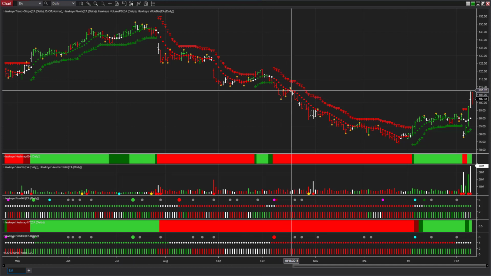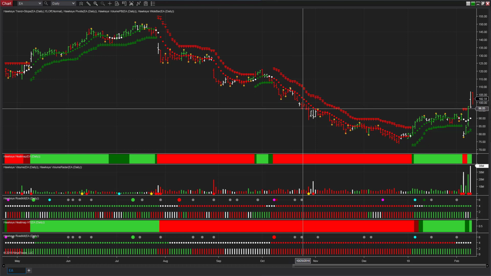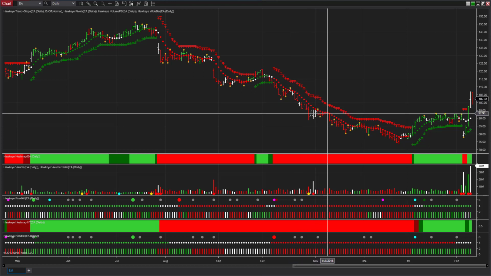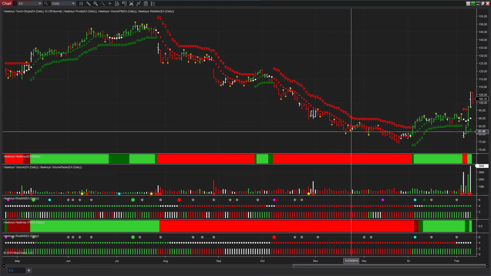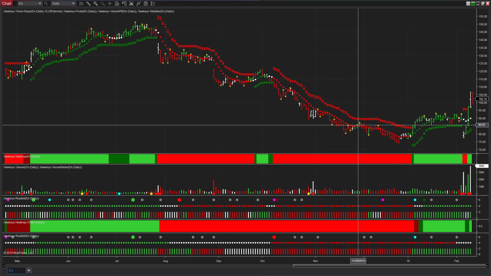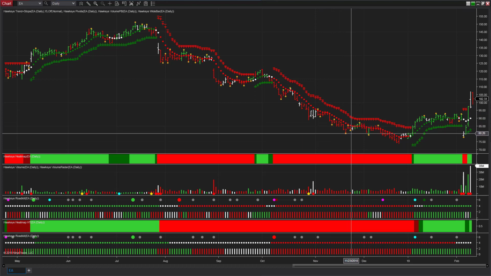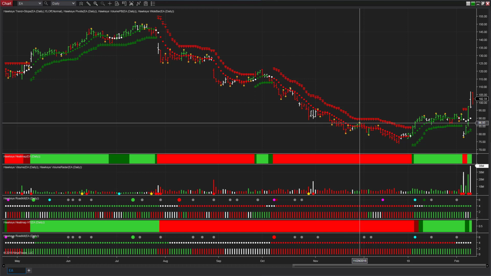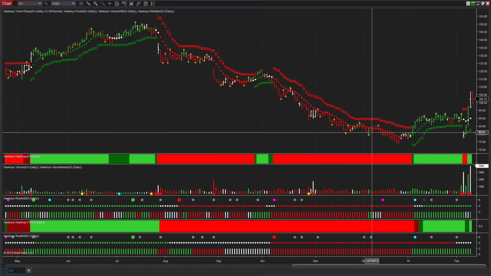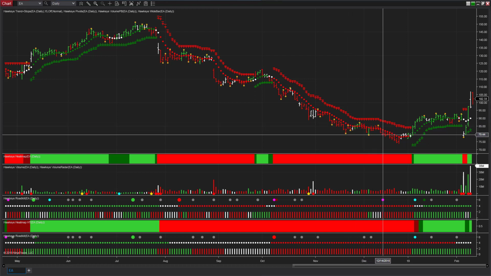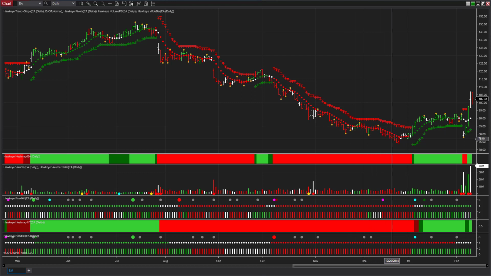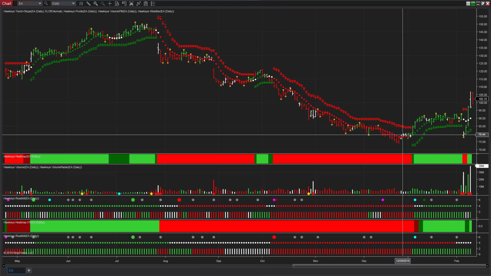You can see price came up to the trend dots, paused, and started continuing back down, came up to the trend dots, paused, continued down, and came up. This time it closed above the trend dots, so we have entered into another congestion period. You can see that the break of congestion didn't come until right here, the first break, so that continued the trend down, and then here's another congestion.